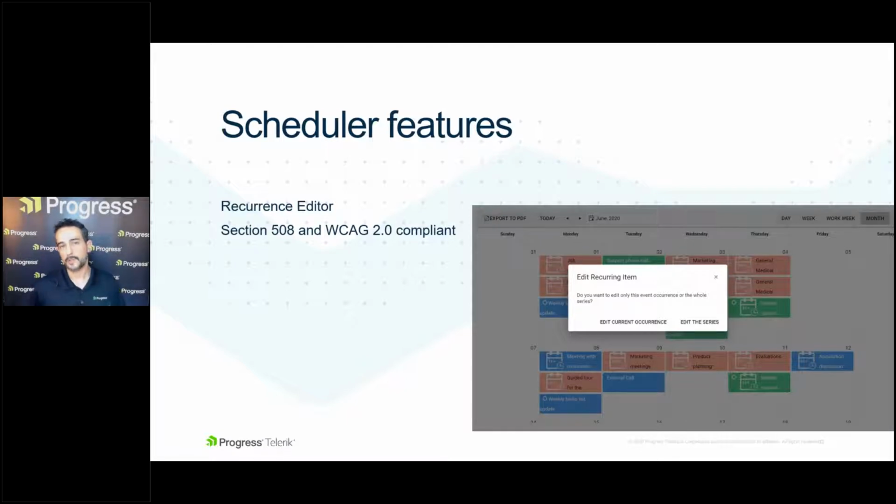Our scheduler is another one of our really popular components, and this is an extremely powerful feature that was added in this release: the recurrence editor. That's something that you use heavily in something like Outlook, where you're trying to create a recurring appointment, things like that. That recurrence editor is now available in the scheduler. And we've also made sure that this component is accessible. So it has Section 508 and WCAG compliance.